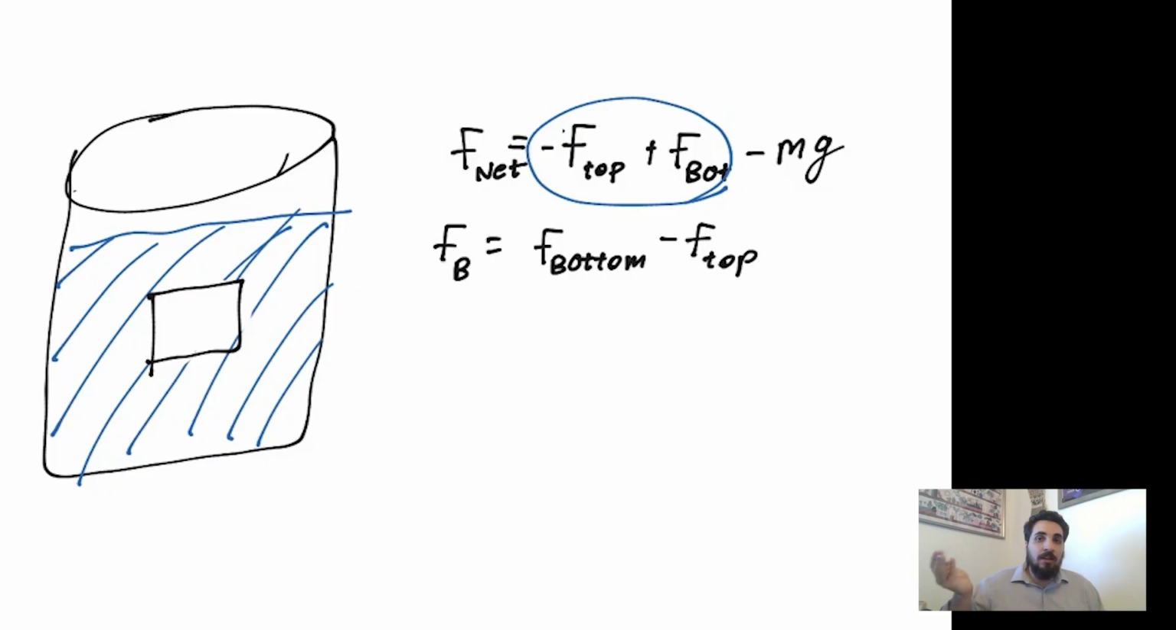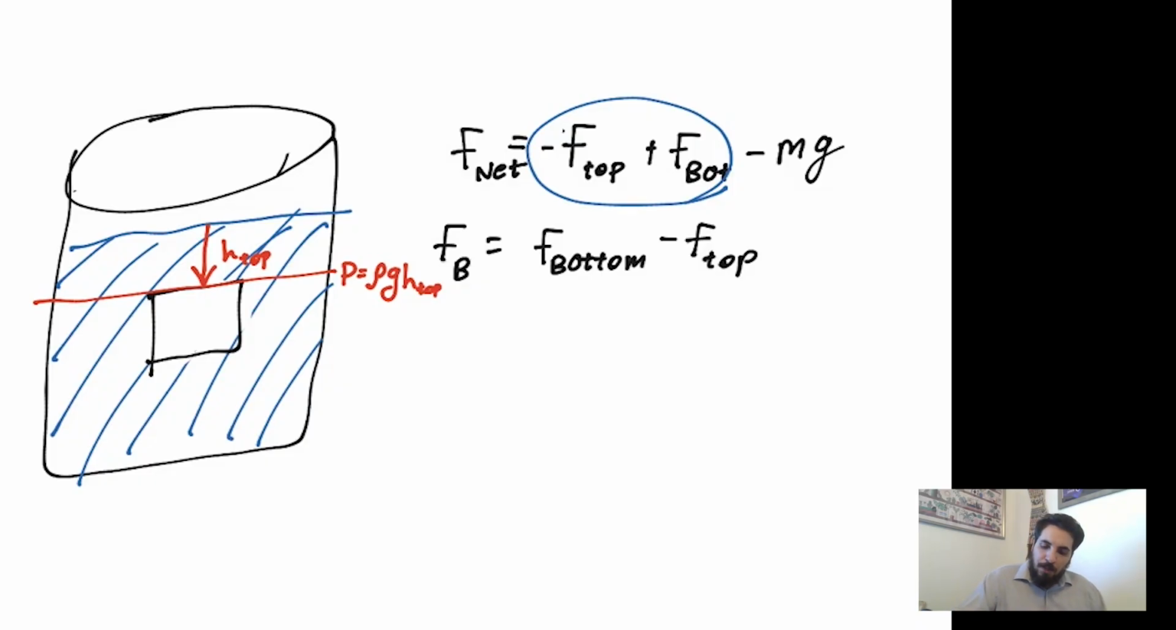Why did I do that? I do that to keep things a little bit cleaner. When we look at the top of the cube, we say, well, this level is at the top of the cube. At that level, there will be a pressure equal to the density times g times the height of the top of the cube. And this is essentially the depth of the cube, right? So rho g h top.